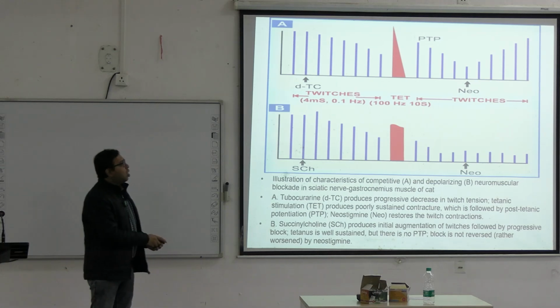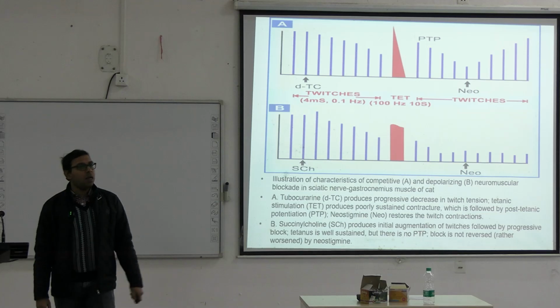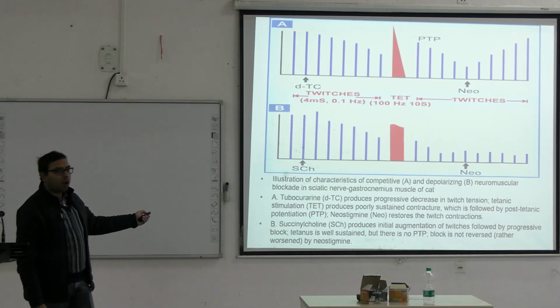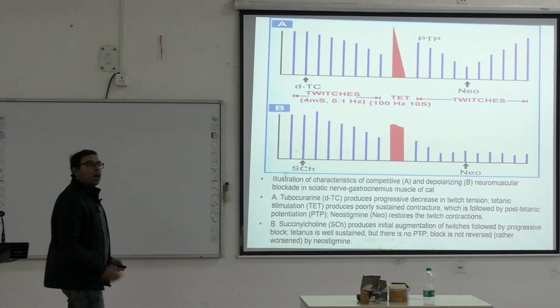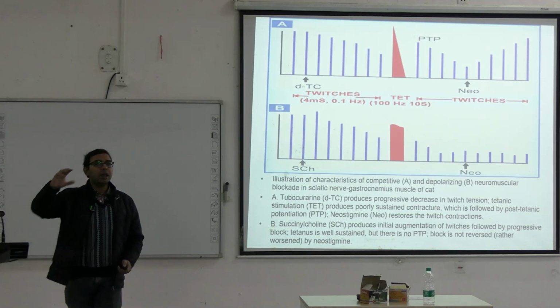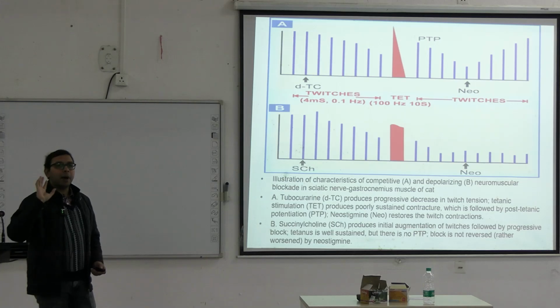So it is clear. The first panel is about the competitive neuromuscular blocker, where when the competitive neuromuscular blocker is given, there will be gradual decrease of the muscle contraction. This is known as the fading. When tetanic stimulation is given, there is some post-tetanic potentiation and again it decreases, but it can be reversed by the neostigmine, which is an anticholinesterase agent.